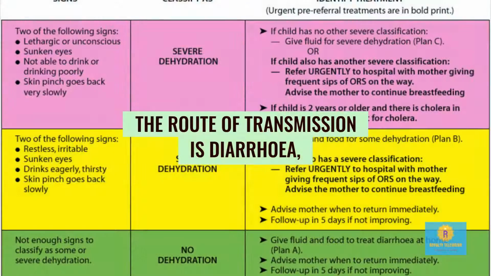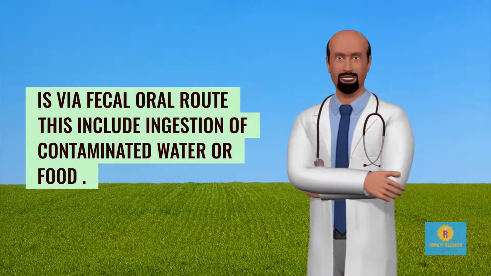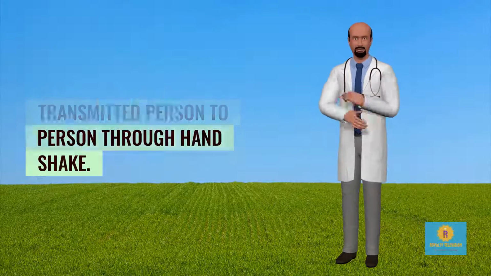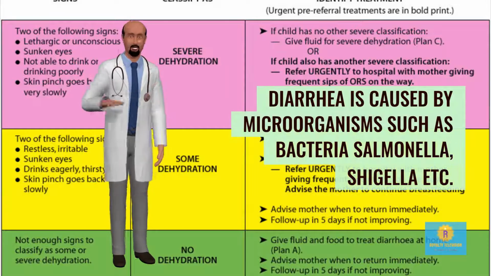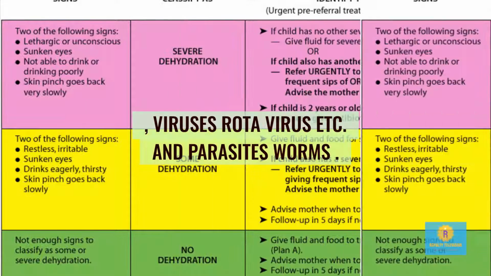The route of transmission of diarrhea is via the fecal-oral route. This includes ingestion of contaminated water or food. It can also be transmitted person to person through handshake. Diarrhea is caused by microorganisms such as bacteria, Salmonella, Shigella etc., viruses, rotavirus etc.